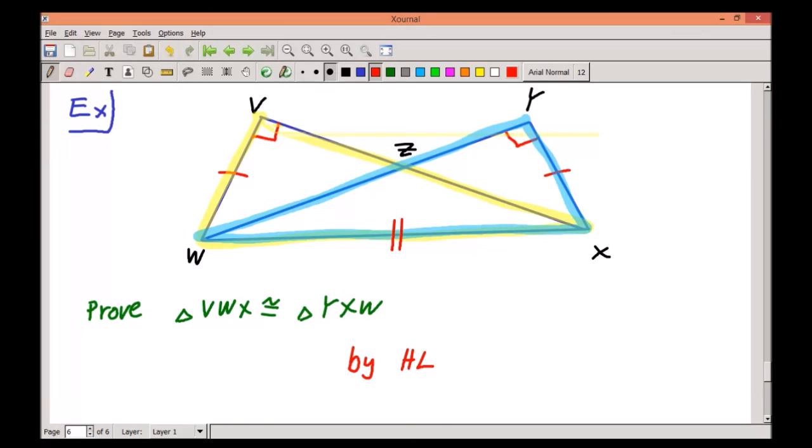AAS says if two angles and a non-included side of one triangle are congruent to two angles and a non-included side of another triangle, then the triangles are congruent. ASA says if two angles and an included side of one triangle are congruent to two angles and an included side of another triangle, then the two triangles are congruent. And then HL, which remember can only be used for right triangles, says if the hypotenuse and leg of one triangle are congruent to the hypotenuse and leg of another triangle, then those two triangles are congruent.